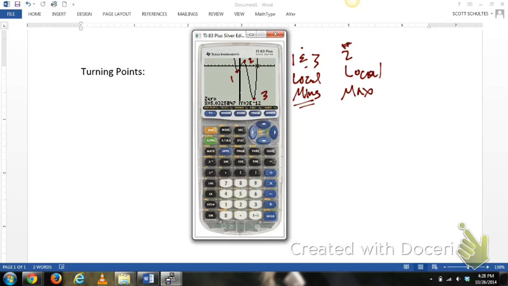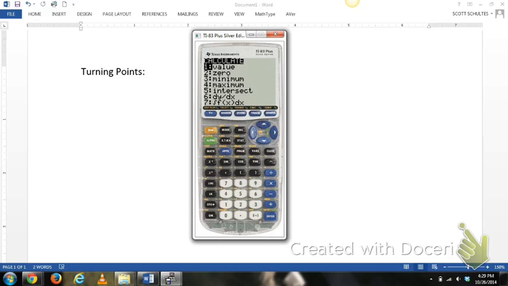So let's see if we can find them. To find these guys, you're going to go to second and trace, and you're going to choose, let's see, we don't want a value, we don't want the 0. The third one is a minimum, and the fourth one is a maximum. Depending on which one we're going for first, we're going to choose either min or max. The first one I think I said I was going to go for was a minimum, so I'm going to choose the third one, and I'm going to hit enter.